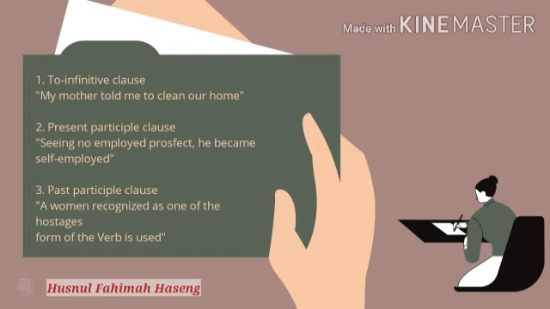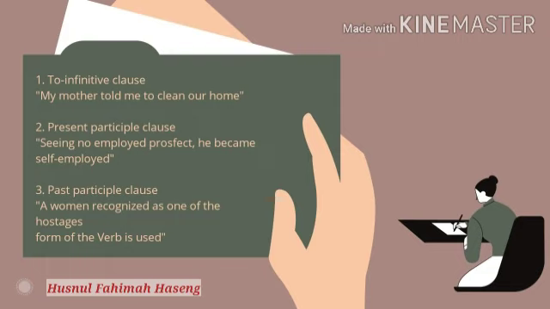Well, the first is to-infinitive clause. In this clause, the verb comes after the word to. For example, my mother taught me to clean our home. And the second type is present participle clause. In this clause, the verb ending in suffix -ing is used. For example, seeing no employment prospect, he became self-employed.